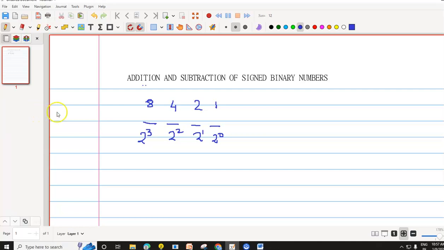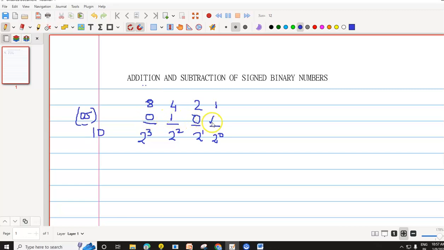If I want to represent the decimal number 5 in binary form, 5 means 4 plus 1. So here 1 and 1, and here 0 and 0. Sorry for the interruption. 5 in decimal is represented in binary as 0 1 0 1.